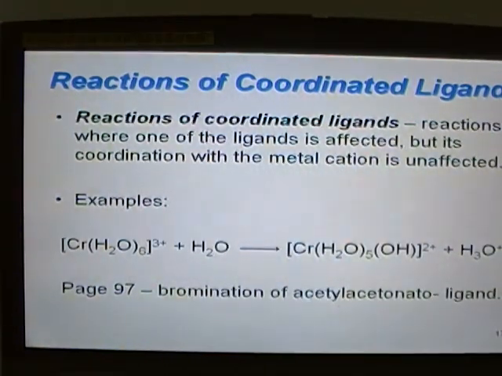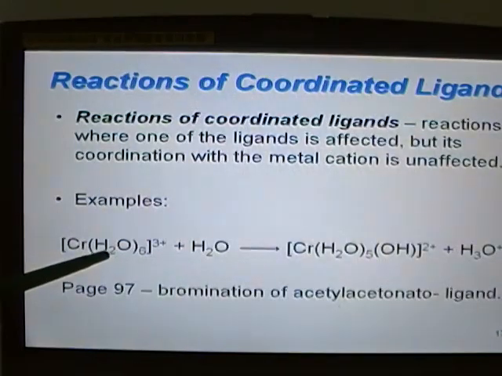The final reaction type that we'll talk about is reactions of coordinated ligands. This is a pretty uncommon type. Basically, the transition metal cation is unaffected in this case. What you have is that the ligand is affected. So you really have no change in the coordination number or the oxidation state of the transition metal, but a change in one of the ligands.